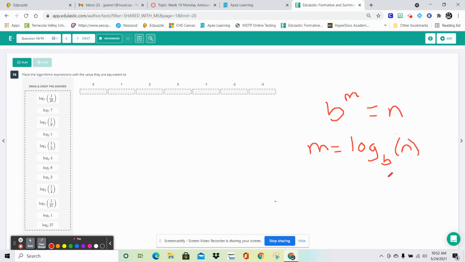And so a log is an exponent. You can clearly see m was the exponent when it's in exponential form. And when you write it in log form, m equals the log. All right, so when we're looking here, log base 5 of 1 over 25, what is that asking? That is asking me 5 to the what power equals 1 over 25. All right, and so that answer will be negative 2.